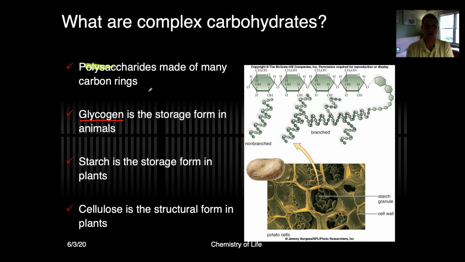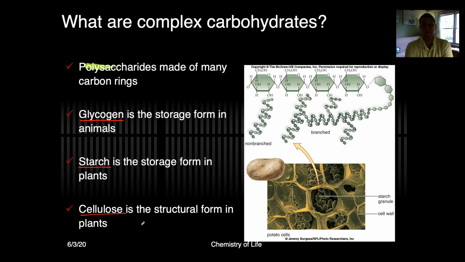Plants will store their carbohydrates, their simple sugars, as starch. Starch is simply the storage form in plants. There's also a structural form of polysaccharide in plants called cellulose, which is a structural form, gives it strength and form.